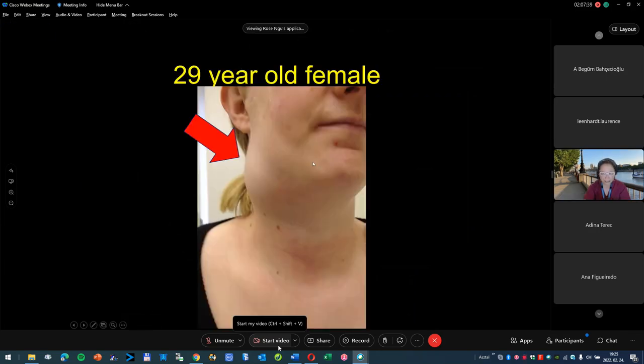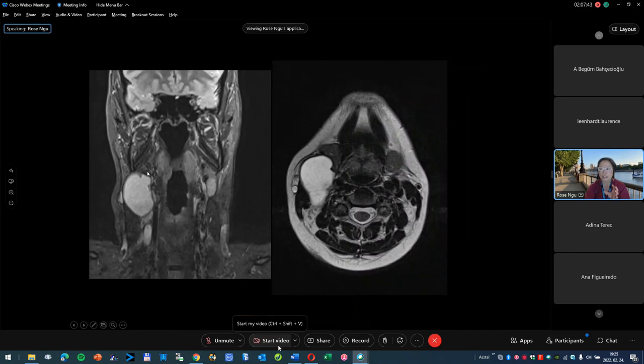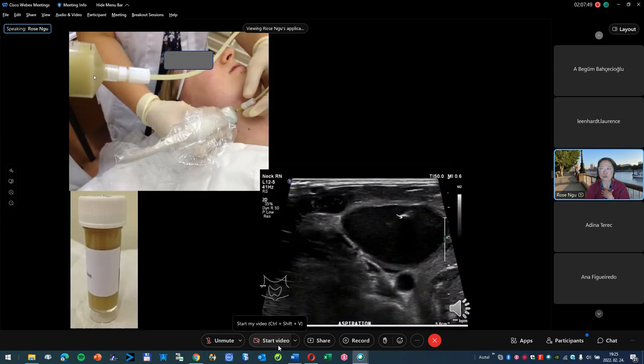Here, similarly, seen in a female, again in a right level two, here with an MRI, again behind the submandibular gland, in front of the sternocleidomastoid muscle, and we drain it. Oh, it looks really pus-like, okay?